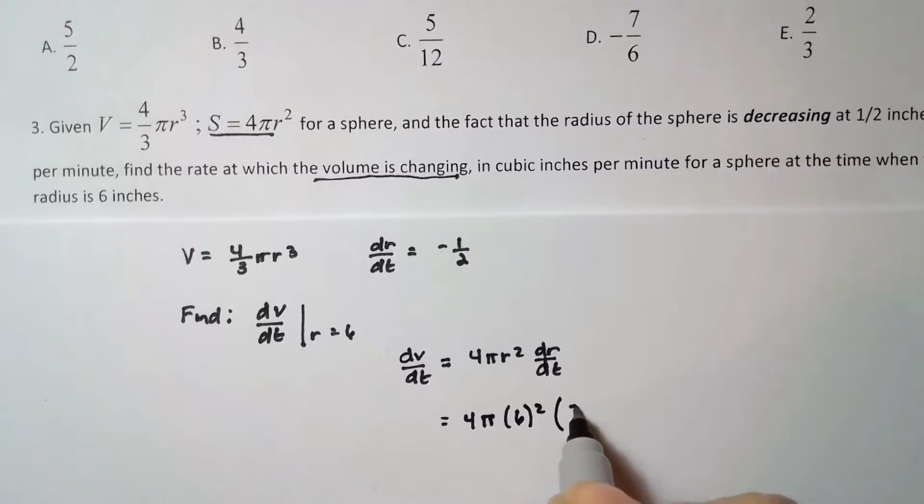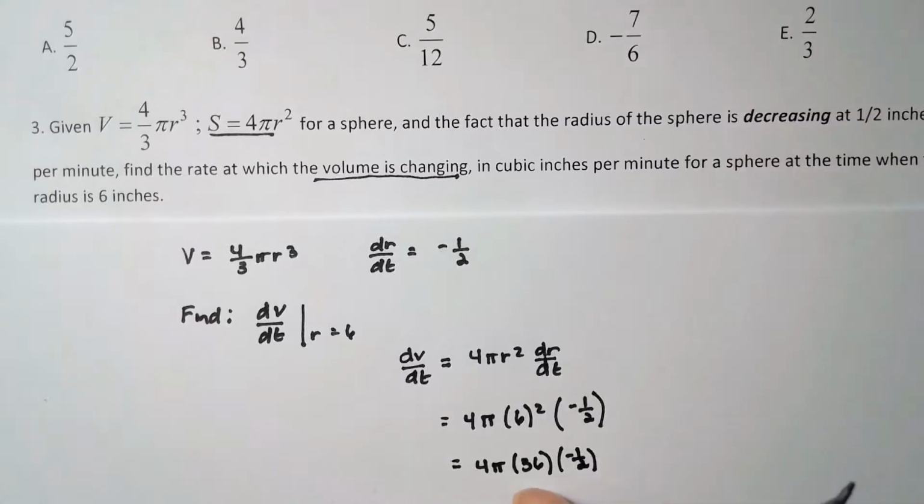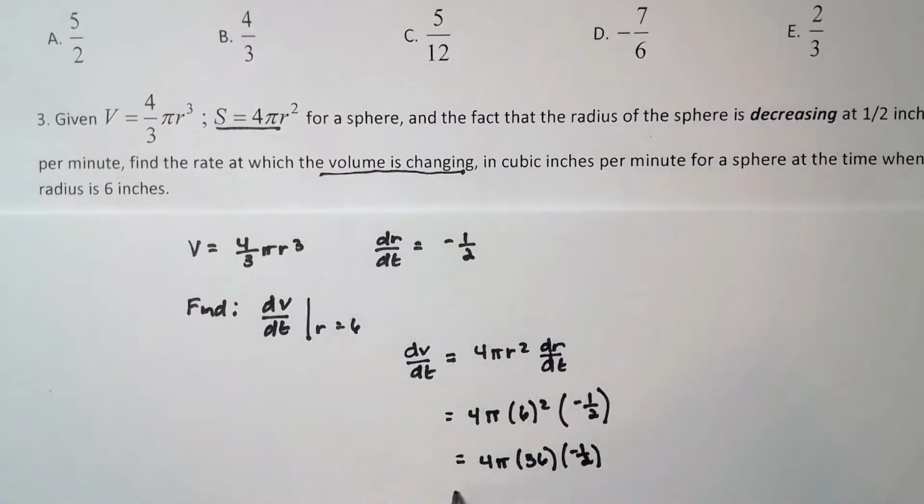So remember, never plug in until after you take the derivative, with the exception of cones, because you have to get rid of a variable there. Alright, so let's see, what is this? This is 4 times pi times 36 times -1/2. That's -18 times 4. Where's my calculator? So looks like we're going to get -72.